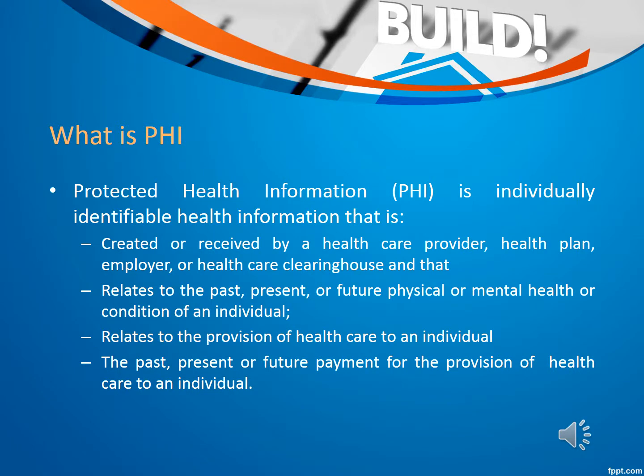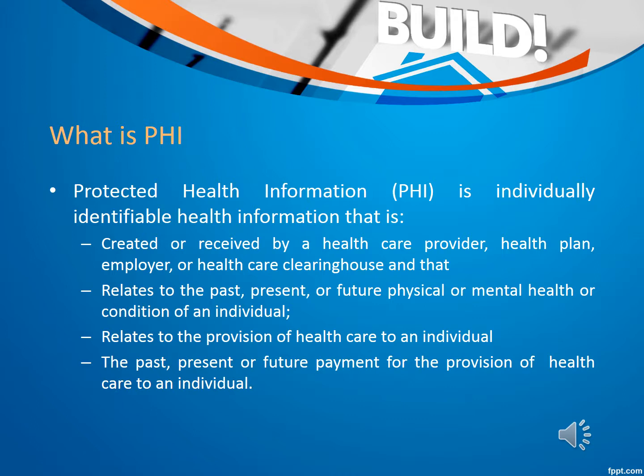So let us understand what is PHI. The PHI acronym is Protected Health Information. PHI is individual identifiable health information that is created or received by a healthcare provider, a health plan, employer, or healthcare clearing house. In very layman terms, this would be the doctor's office or the insurer.